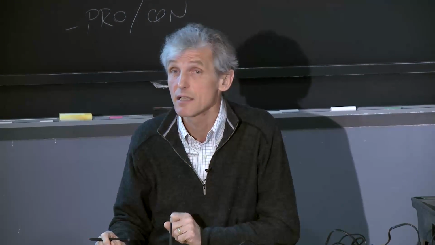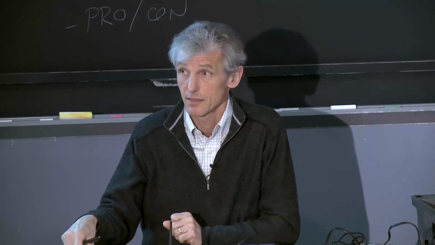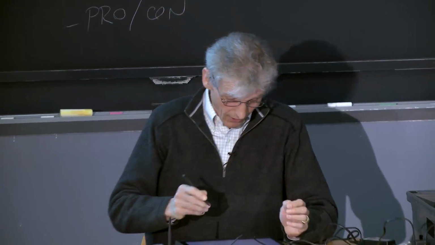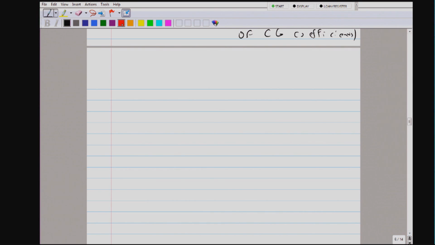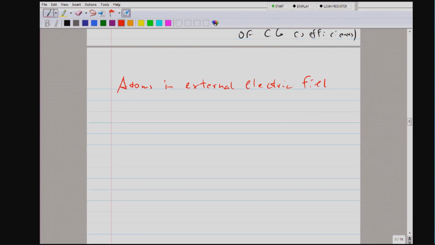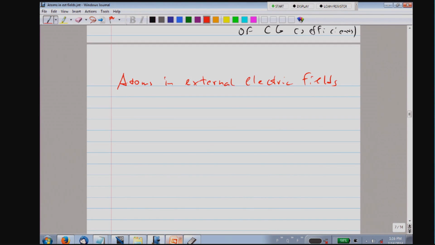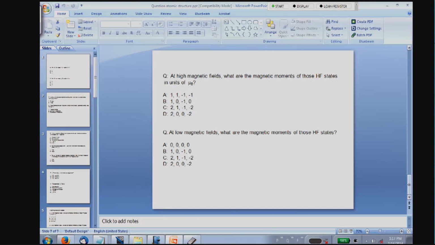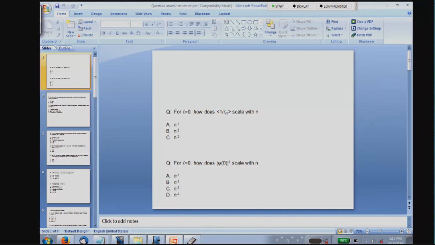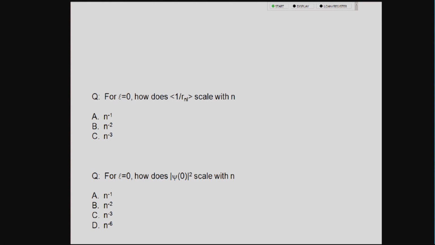Any questions? Okay, then we can move on to atoms in electric field. But before we do that, we should have some clicker questions about atomic structure and atoms in external magnetic fields. So get out the clickers.